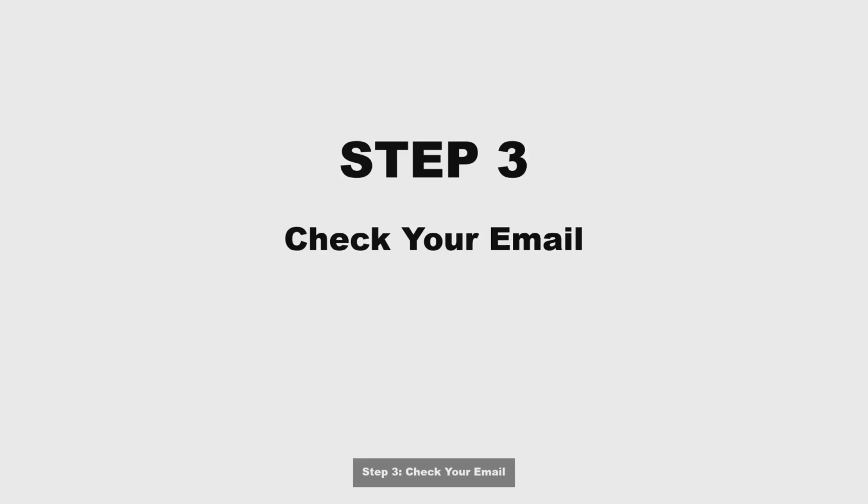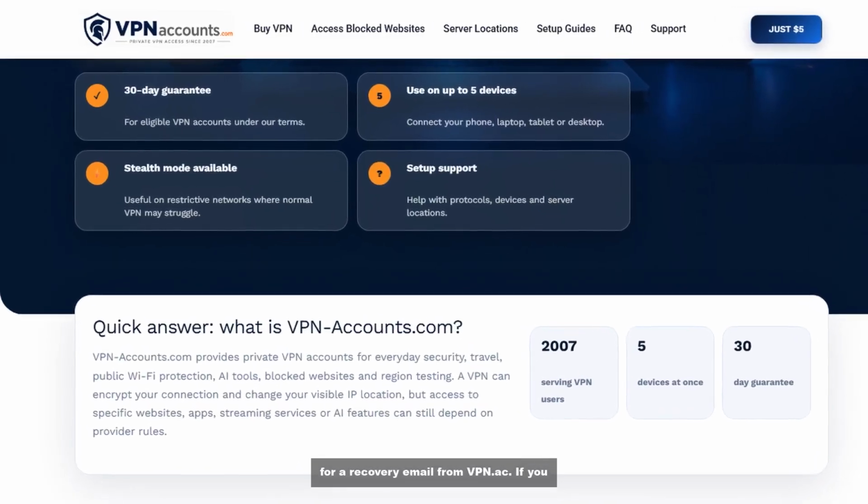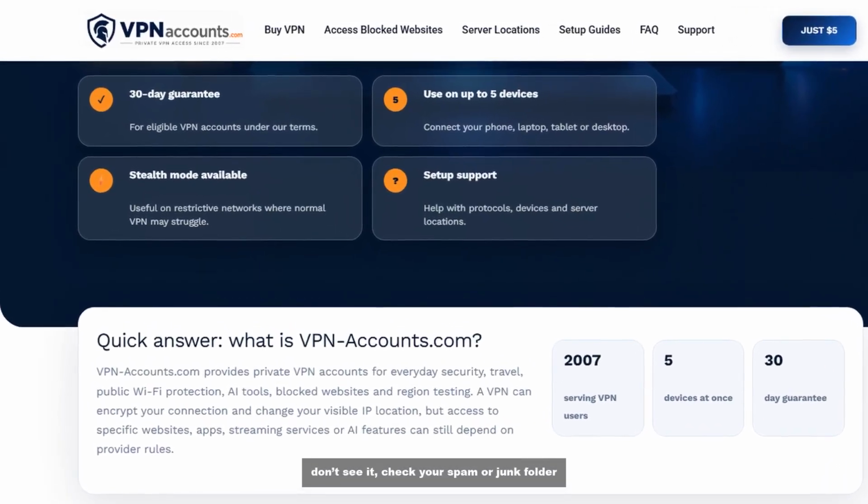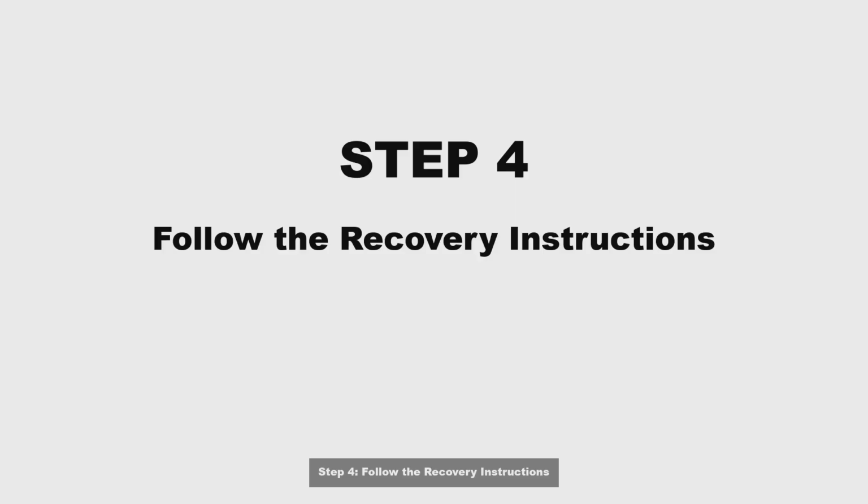Step 3. Check your email. After submitting your email, check your inbox for a recovery email from VPN.ac. If you don't see it, check your spam or junk folder as well. Step 4. Follow the recovery instructions.